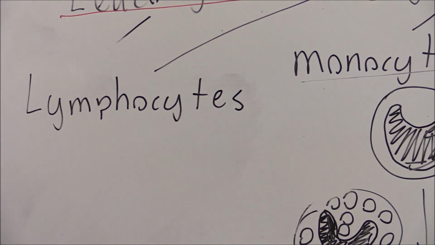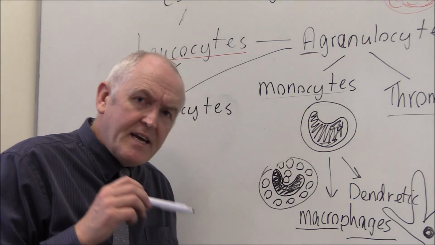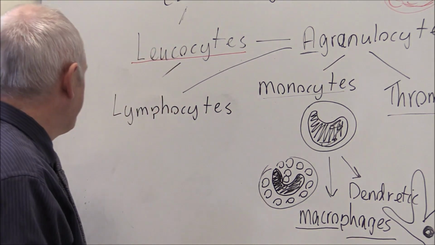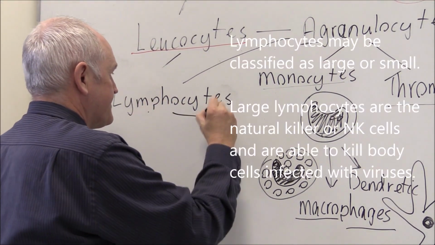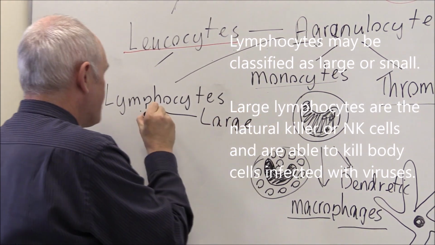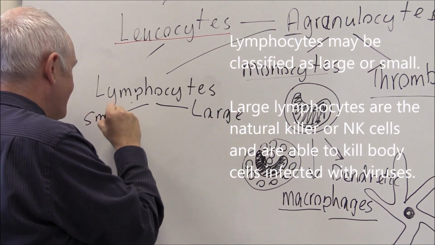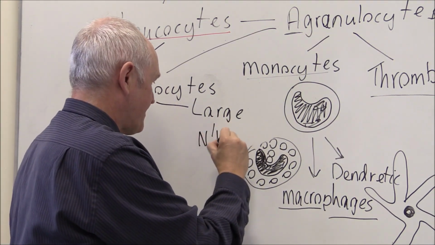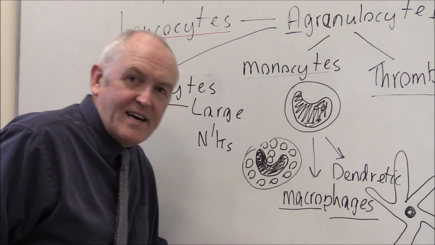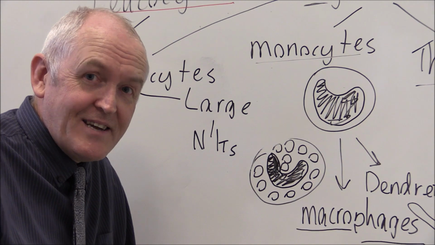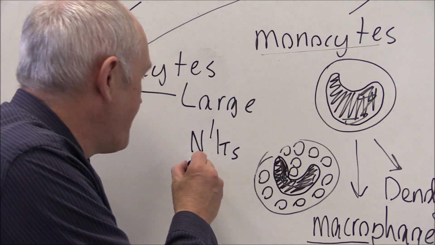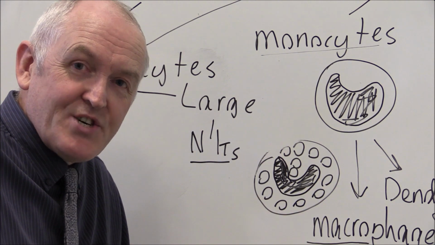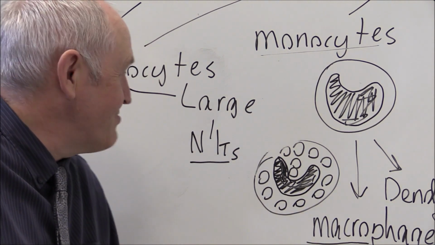As the name suggests, these can be associated with lymphatic tissues, but they're also present in the blood. And we can identify two forms of lymphocyte. There's the large and the small. That's quite easy. Now, the large ones are the NKs. The large lymphocytes are NKs. Do you know what NKs stand for? It's a great name. The NKs are the natural killer cells, the natural killers.